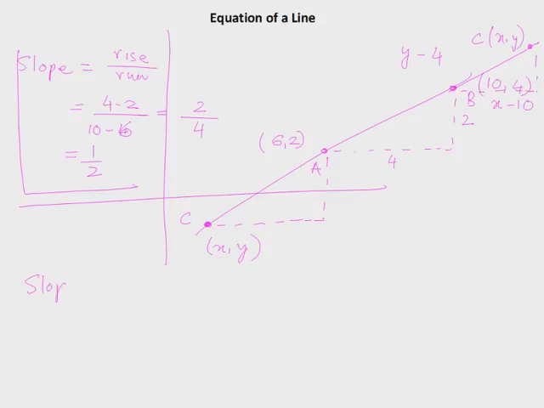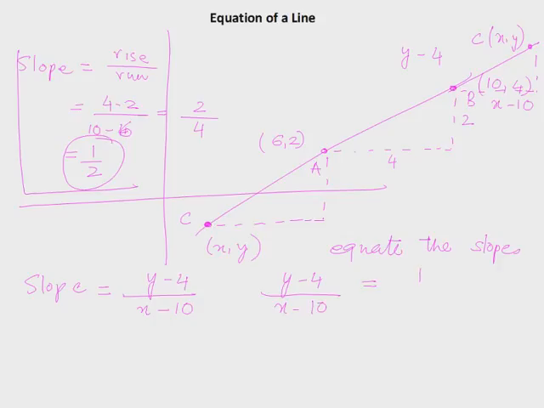So the slope using the points B and C is the rise, y minus 4, upon the run, x minus 10. So I have two expressions for the slope, one involving x and y and one which I calculated earlier, which was half. Since this is the same line and the slope doesn't change across points, these two slopes are equal. So I can equate the slopes. So I get y minus 4 over x minus 10 is equal to half. And that's my equation.